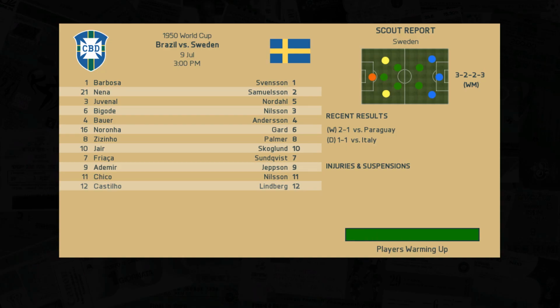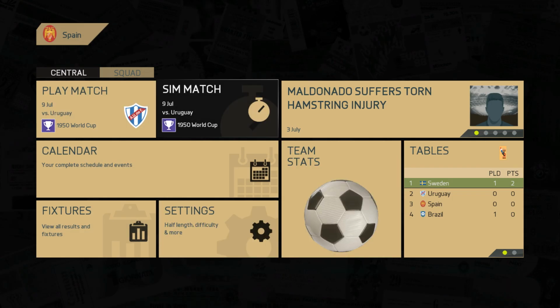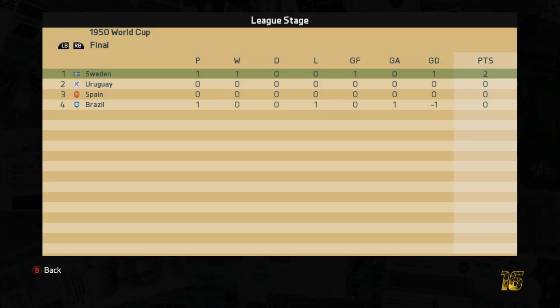We start with Brazil against Sweden. And it's a 1-0 win for Sweden, despite Sweden getting a red card in the 14th minute. They managed to beat Brazil 1-0. So you go in and look at the table now, you see Sweden on 2 points, played 1. Brazil, I think I got it.